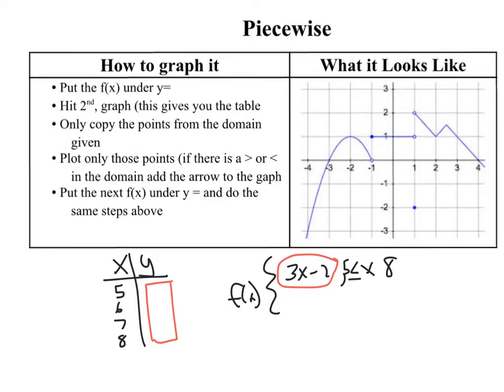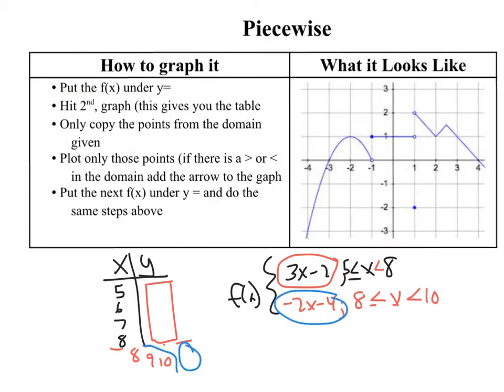If you've got another piece that comes in after that, let's see, say something like negative 2x minus 4, and it's when x is between 8 and, let's say, 10. Then you would put a little dot across like we told you to. Put an 8 in, put the 9, put the 10, and you will punch this equation and fill in this side of the table over here, okay?